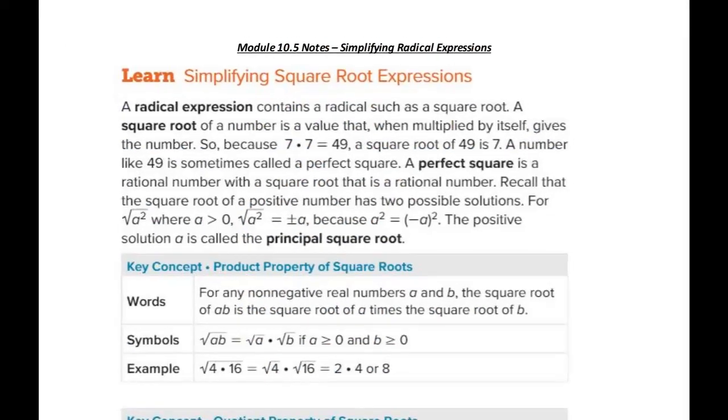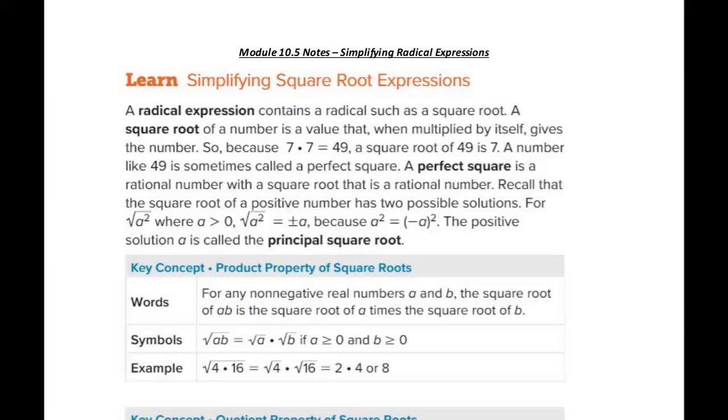All right, on page 14. So I'm just going to read part of this, all right? A radical expression, remember this is the radical sign, looks like this, contains a radical such as a square root. Remember, if there is no number in that little crook, we call that a square root, okay?